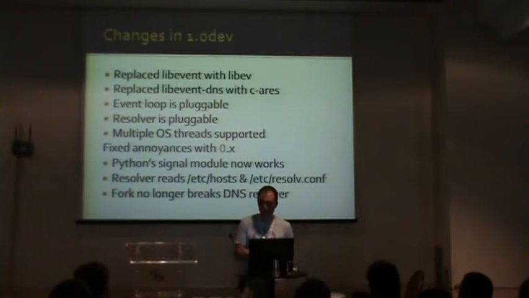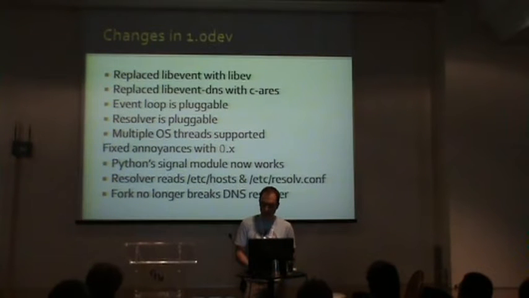The next major version is going to be 1.0. I replaced the event loop with libev. I've replaced the resolver with DNS with c-ares. The end result is that it works much better now. The changes are mostly internal, so migrating your application from Gevent 0 to Gevent 1 shouldn't be a problem.